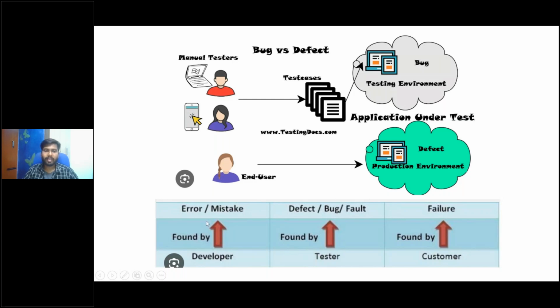Okay, so ultimately the developer will develop the application, and that will be given to the tester, and finally once the tester tests it, we'll hand over the application to the customer. If a defect is found by the developer, it is called an error or a mistake. If the defect is found by the tester, we call it a defect, a bug or a fault. And if a tester has missed it, and it is found by the customer, the client or the stakeholders, we call it a failure.